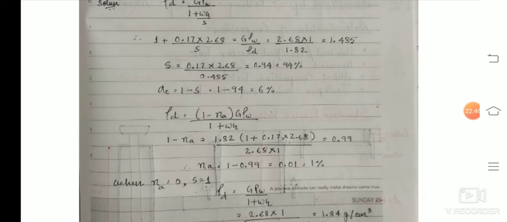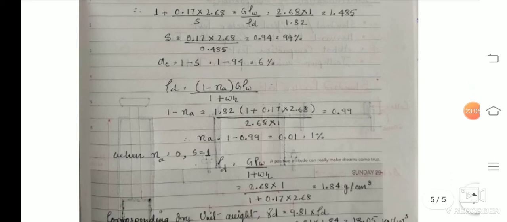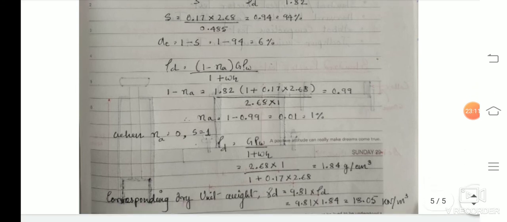What is the relationship between the air content and degree of saturation? As we have previously studied in Soil Mechanics 1, the summation of degree of saturation and air content is 100%, or 1. So, as we have obtained a degree of saturation of 94%, we get the air content as 1 minus 0.94, that is 0.06, or 6%.